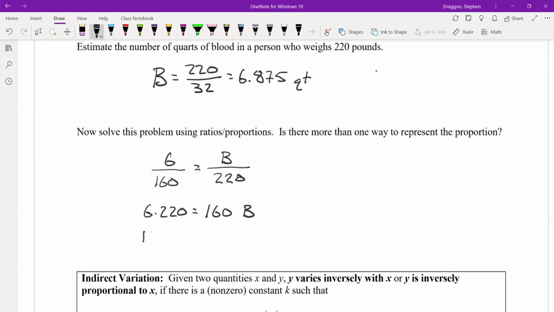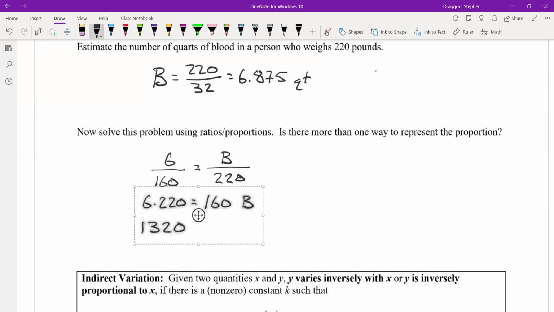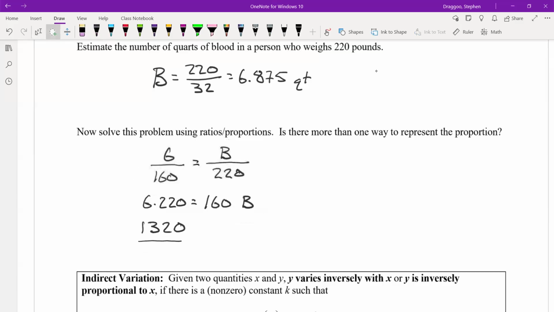No, I lied. 1,320. We'll just make some space by sliding this up. Maybe sliding that up a little bit too. Over 160 is equal to b. And then I can see if I divide that number by 160, I'm going to get the same number.